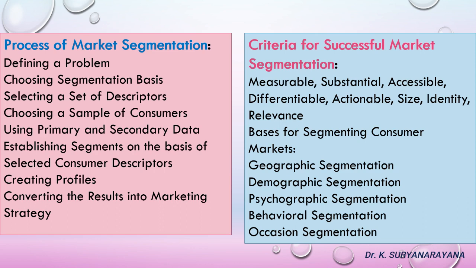Substantial: the market segments should be large and profitable for serving the customers. It must be the largest homogeneous group which is adaptable with a marketing program. Accessible: the market segments should be reached and served effectively. A perfume manufacturing company analyzes that their perfume is used by teenage boys who are studying graduation. The marketer cannot reach them unless he knows the consumers.